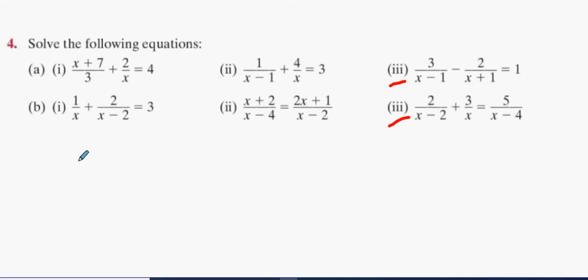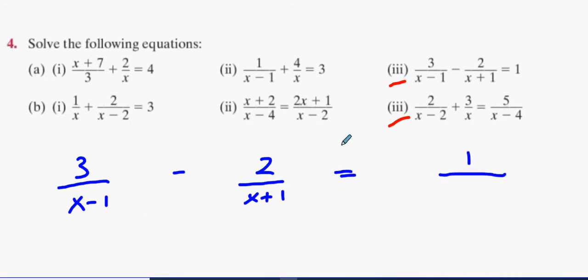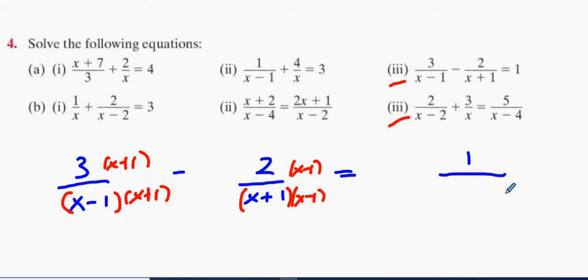Now, 3 over x minus 1 minus 2 over x plus 1 equals 1. Now, what does the x minus 1 denominator say? It sees an x plus 1. What does the x plus 1 denominator say? It sees the x minus 1 beside it. We have a common denominator, but where it doesn't have a common denominator? The 1. So what do I do with the 1? x plus 1 and x minus 1 top and bottom.